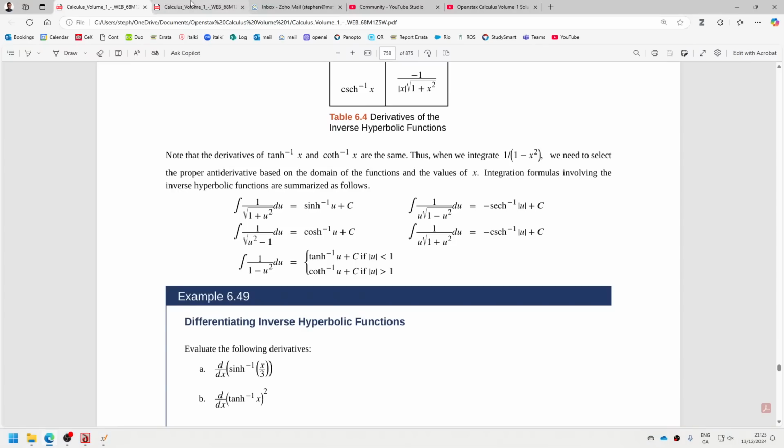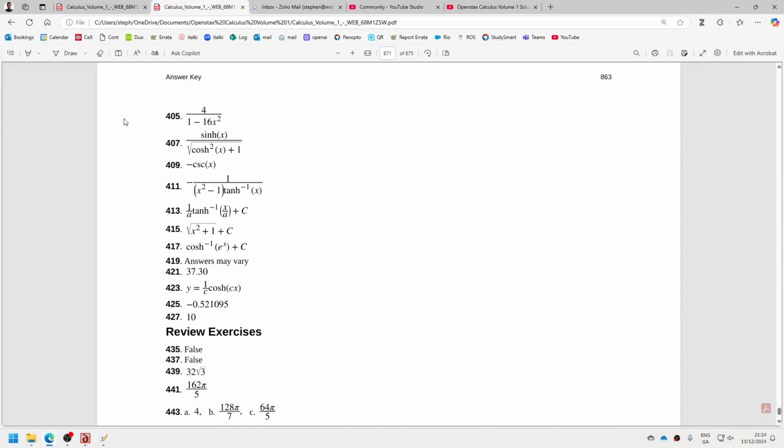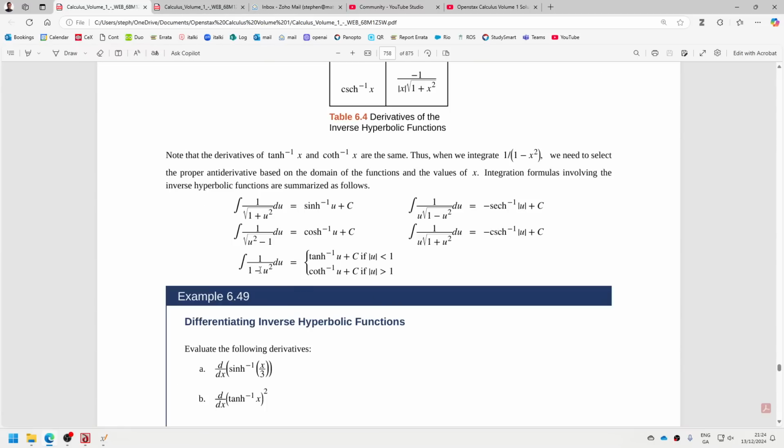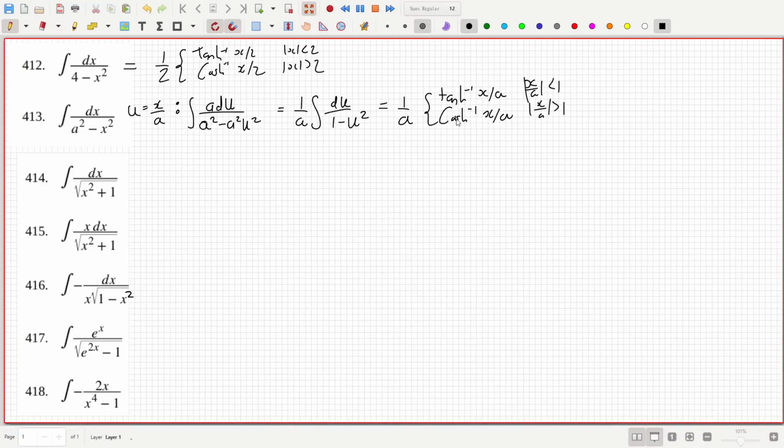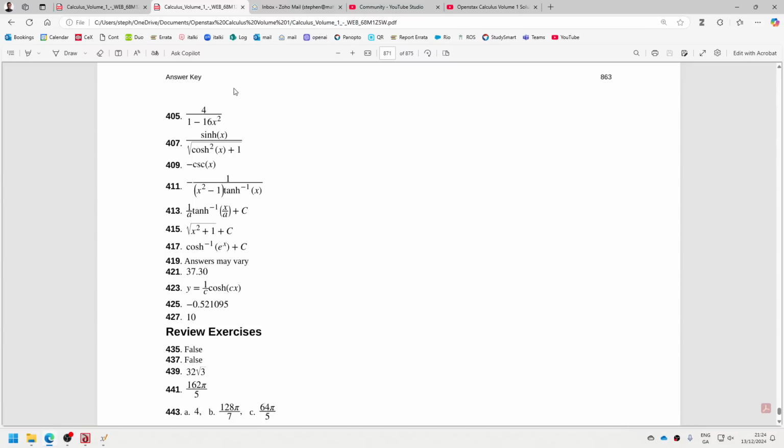Now let's just check the answer at the back. Which one is this now? 413. Yeah, that's funny. They just went with the tan answer, which I think is a bit weird if they went to the trouble of saying this. Did I write cosh? It's coth. I misread it. Yeah, so I just went with the first one. Interestingly, 1 over a, x over a. So that's fine.